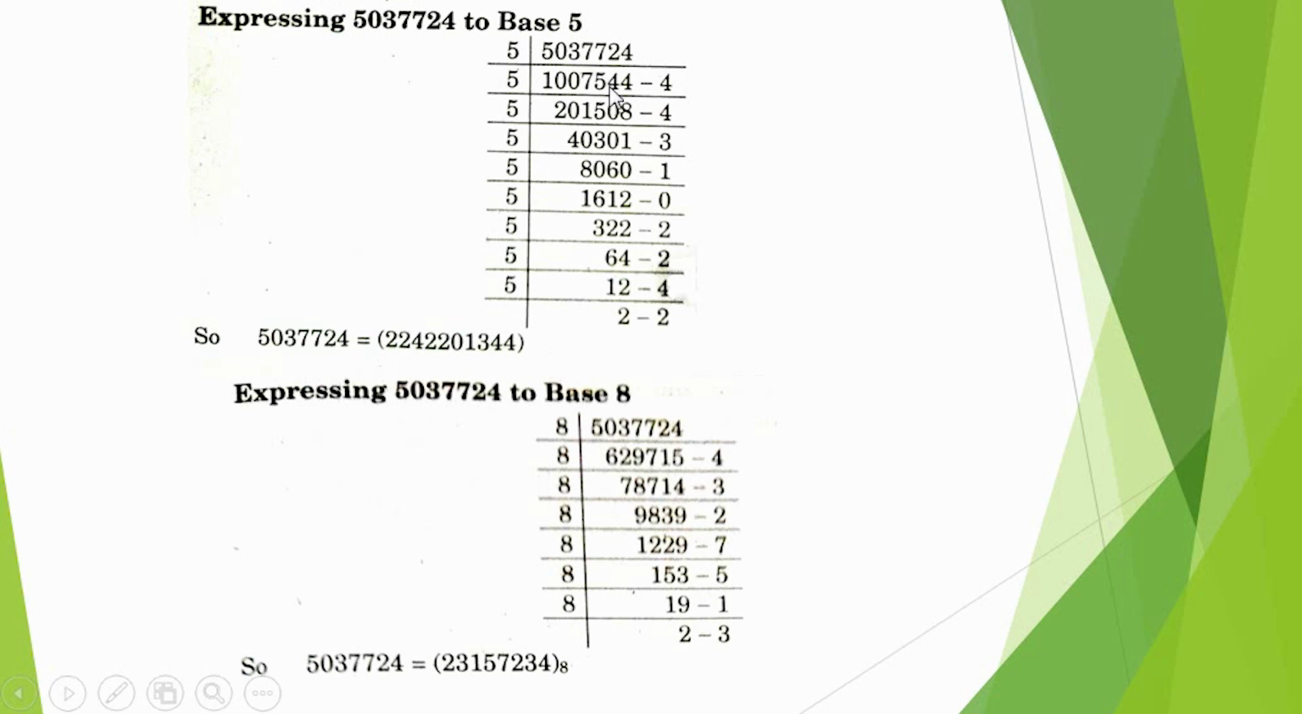Now convert into base 5. 5 1s are 5, 0 comes as it is. 3 is less than 5, therefore take another 0. 5 7s are 35, 7 becomes 27, 5 5s are 25, 2 becomes 22, 5 4s are 20. Now 4 becomes 24, 5 4s are 20, and 4 carry. 5 2s are 10, 0 comes as it is.